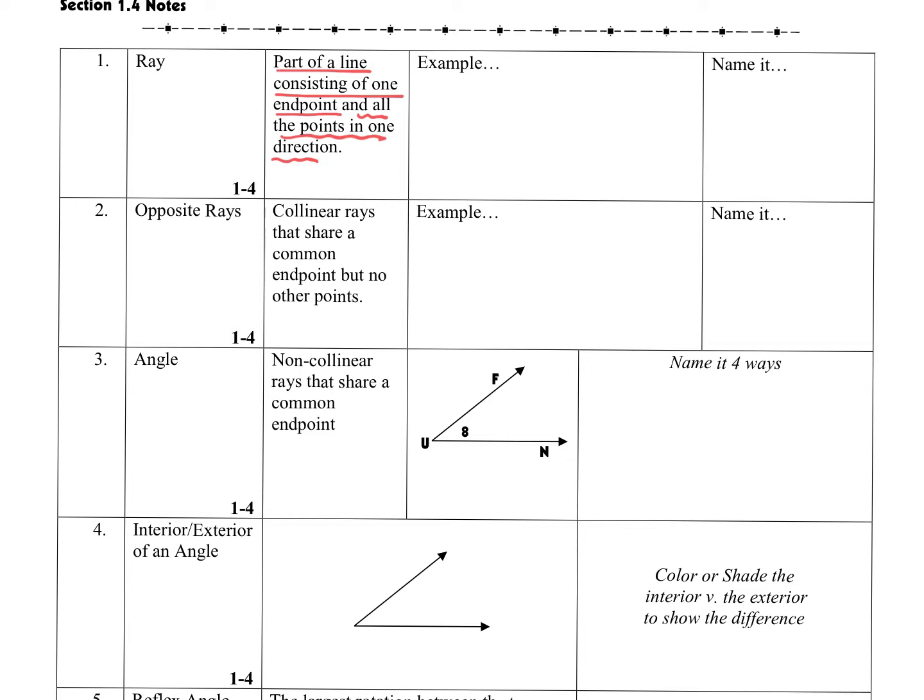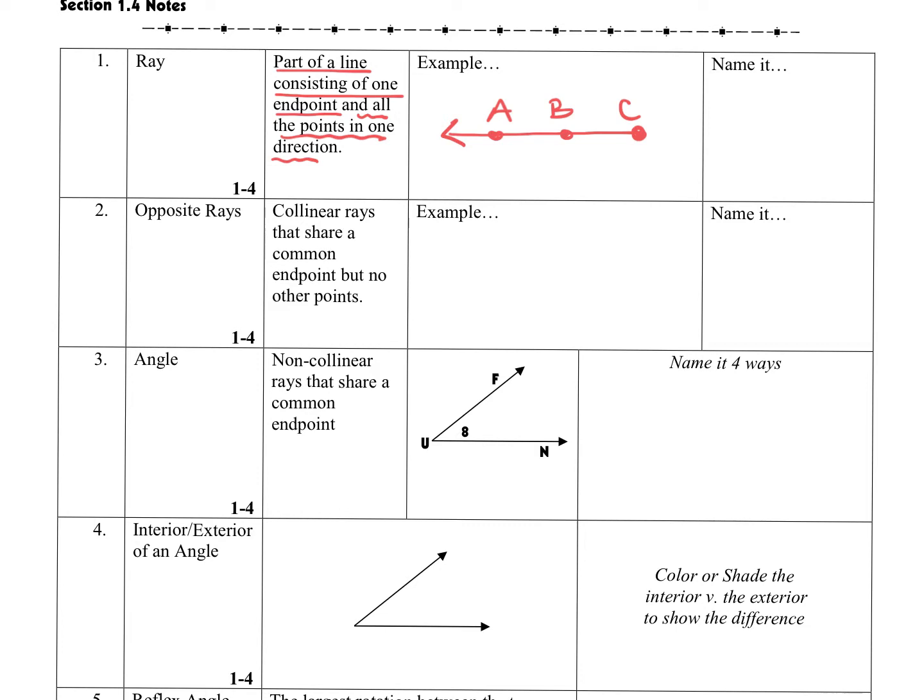So what I'm going to do here is I'm going to draw what would look like a line, but instead of putting arrows on both ends, I'm going to put an arrow on one end and I'm going to put a single point on the other. Now remember, there's an infinite number of points on this ray, so I'm going to just put a couple here and I'm going to say A, B, and C.